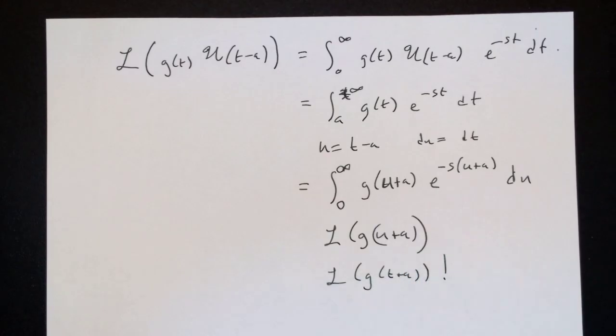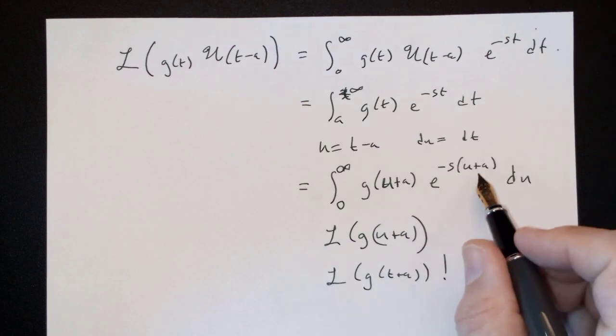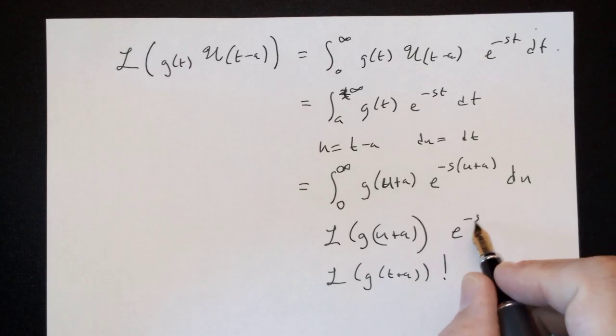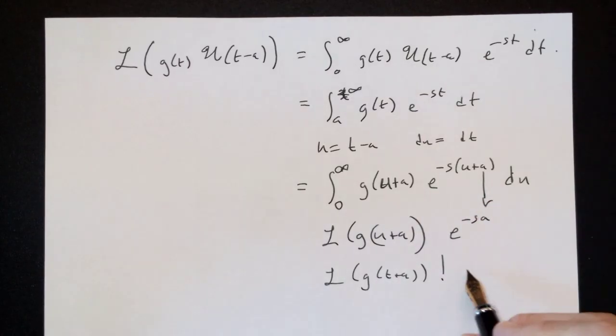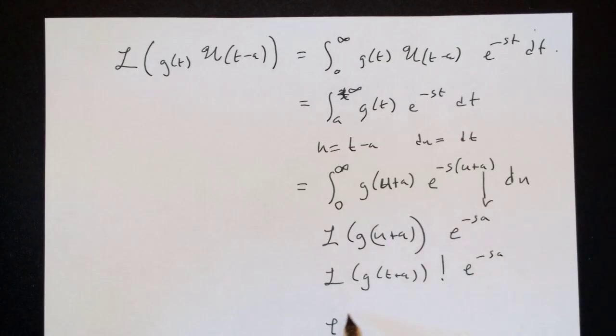Now, why does that happen? Well, because I also have this e to the extra a here, right? E to the minus sa. E to the minus sa. Wait a second, that's e to the minus sa F of s. Same Laplace transform, isn't it?